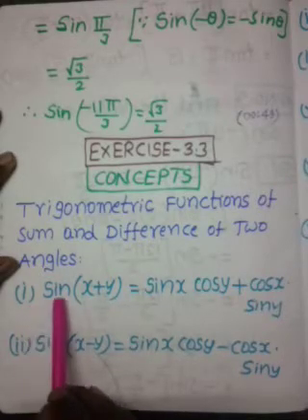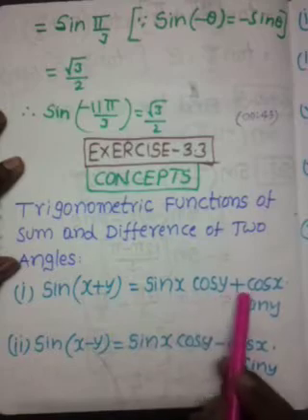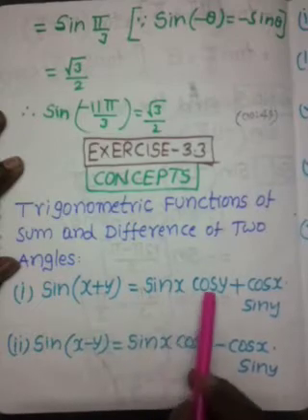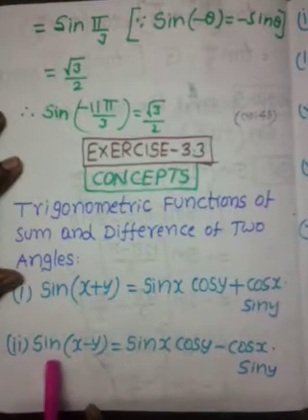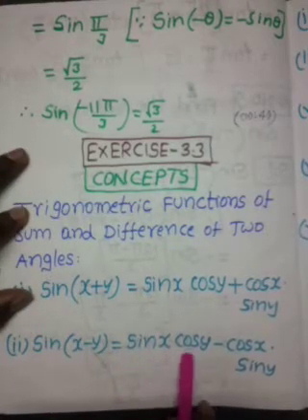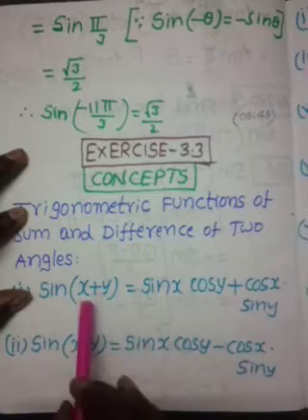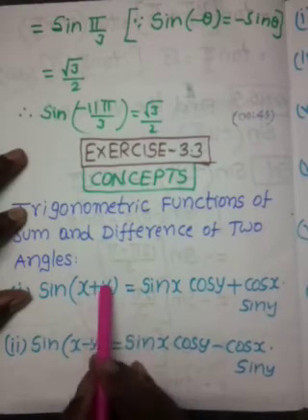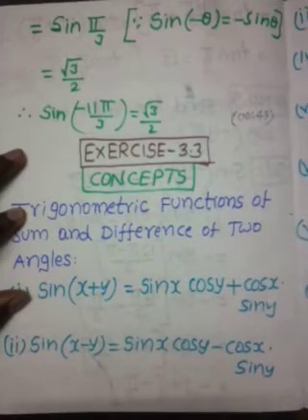Okay, first one, sine of x plus y. Sine of x plus y is equal to sin x cos y plus cos x sin y. I repeat this formula, sine of x plus y is equal to sin x cos y plus cos x sin y. Okay, my children. Now come to the second one, sine of x minus y. Sine of x minus y is equal to sin x cos y minus cos x sin y. Okay, my children. If you have remembered this formula, you can write this formula also, because in the place of plus y, if you write minus y, automatically you get this formula. Okay my dear children, right.